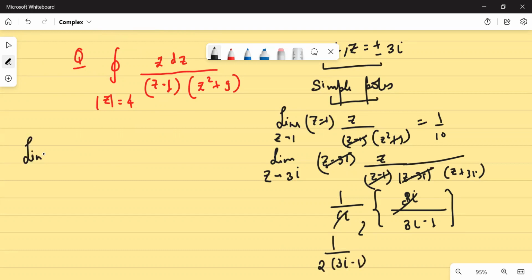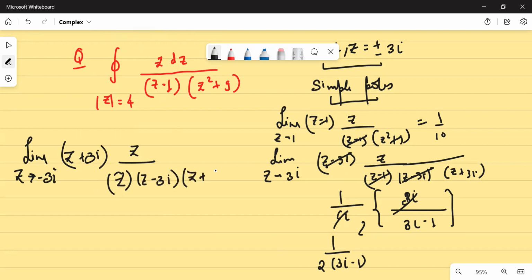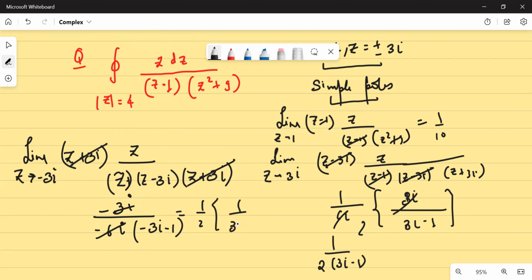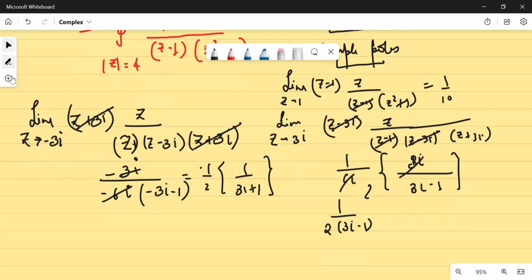And similarly, the limit as z tends to minus 3i, you will get (z plus 3i) into z upon... so you will get minus 3i upon minus 6i. I think this is z minus 1, my mistake. So minus 3i minus 1. So you'll get this, which is again 1 upon 2 and 1 upon (3i plus 1), and there is a negative. Just try to add all these because you have to do the sum of all these residues.